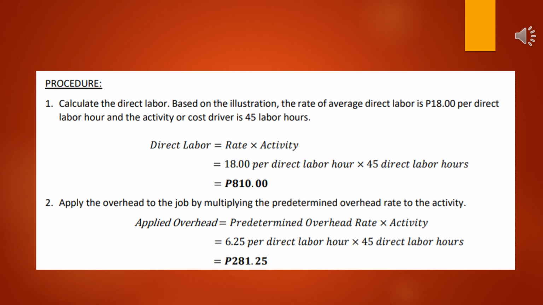For our second step, we apply the overhead to the job by multiplying the predetermined overhead rate by the activity. The predetermined rate we got in example number 1 is 6.25. We are now going to multiply it by the number of direct labor hours. Our number of direct labor hours is 45. Therefore, 6.25 pesos times 45 is equal to 281.25. And then the next procedure is to add the three items all together, the direct materials, labor, and overhead, to complete the cost of the job.